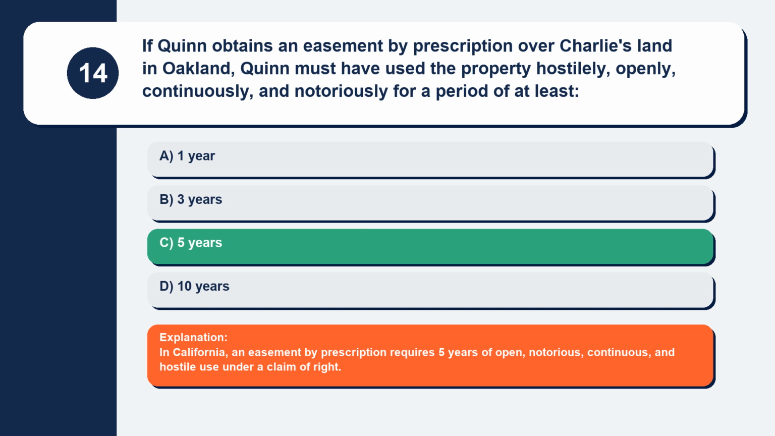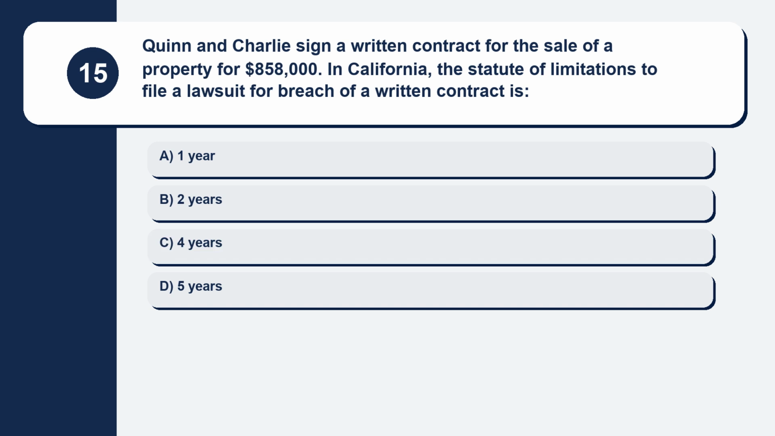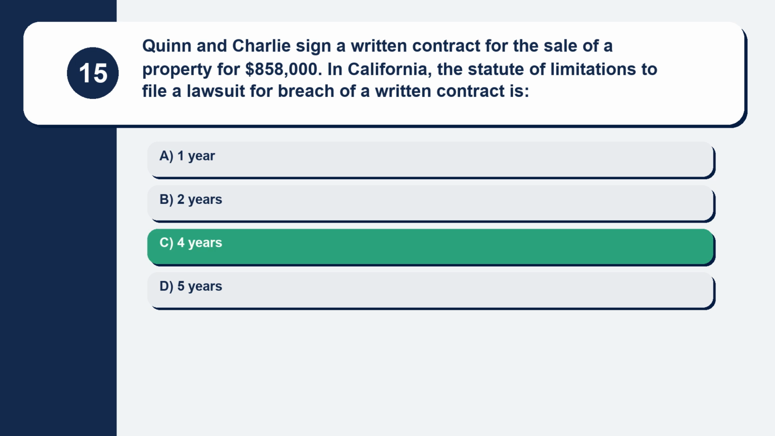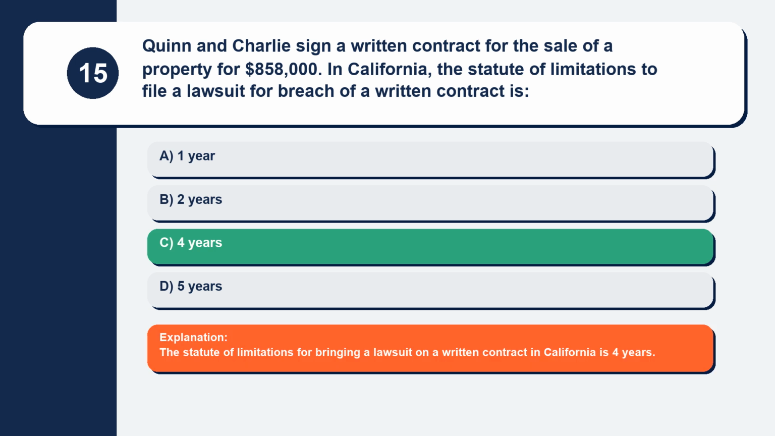Question 15. Quinn and Charlie sign a written contract for the sale of a property for $858,000. In California, the statute of limitations to file a lawsuit for breach of a written contract is. Here are your options. Option A, 1 year. Option B, 2 years. Option C, 4 years. Option D, 5 years. The correct answer is option C, 4 years. Explanation. The statute of limitations for bringing a lawsuit on a written contract in California is 4 years.